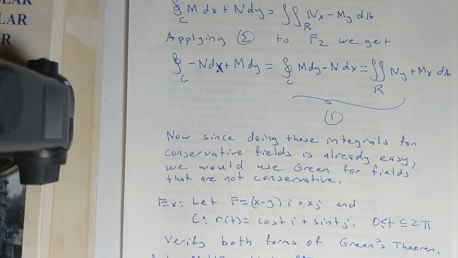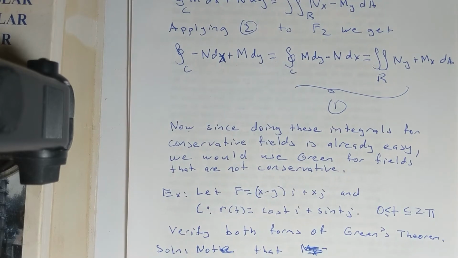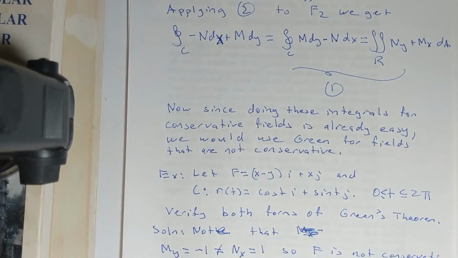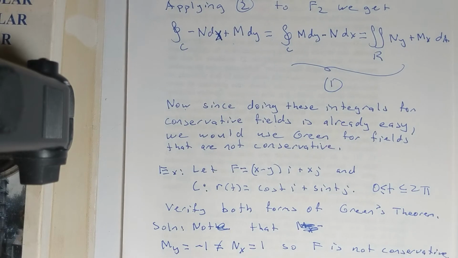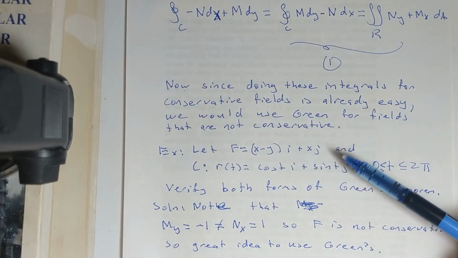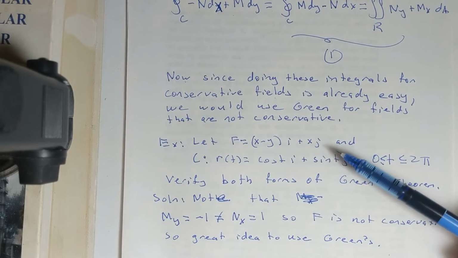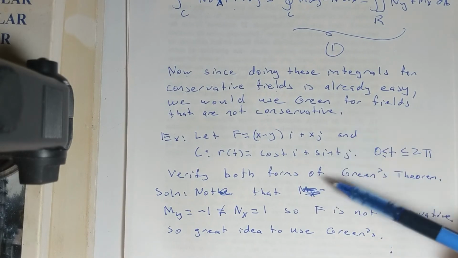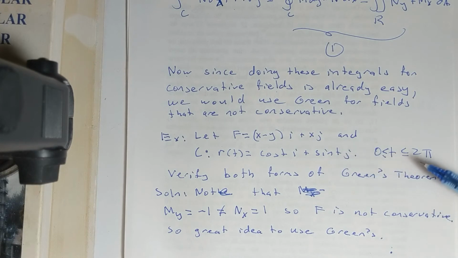Now let's see some examples. Again, you would want to use Green's theorem when your field is not conservative. That's when you'd like to do it. So I picked a field that's not conservative. We're going to do the component test to check it's not conservative. Let F be (x minus y) i plus x j. And let's take as our curve just the unit circle, cosine t i plus sine t j, when t is between 0 and 2 pi. Now, we're going to verify both forms of Green's theorem.